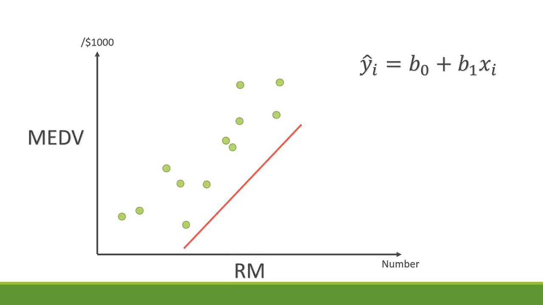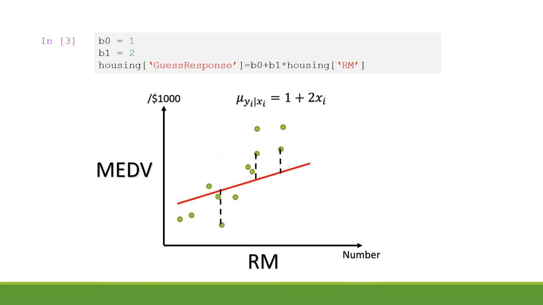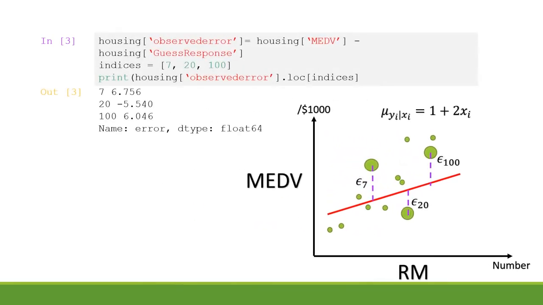Suppose we find a line with b0 equal to 1 and b1 equal to 2. We can build a prediction equation using Python. This prediction equation is our guess of the mean equation. The guessed response is our estimated mean for the response, which is also our guess or predicted value for the response. Then we can compute the difference between the real median price and our guess, which we call the observed error. We name it observed error to distinguish it from the noise in the population model. The observed error can be regarded as an observed value of the noise term. Here we print out the observed errors for the 7th, 20th, 100th pairs from the sample.